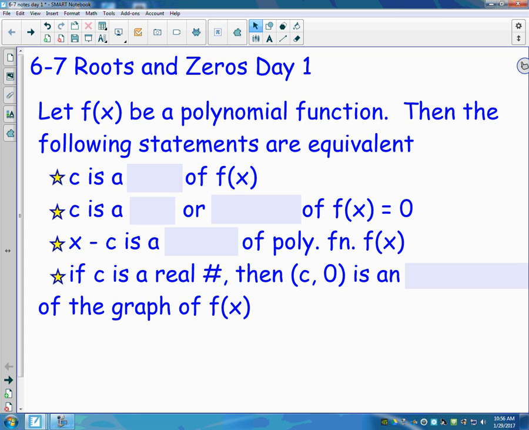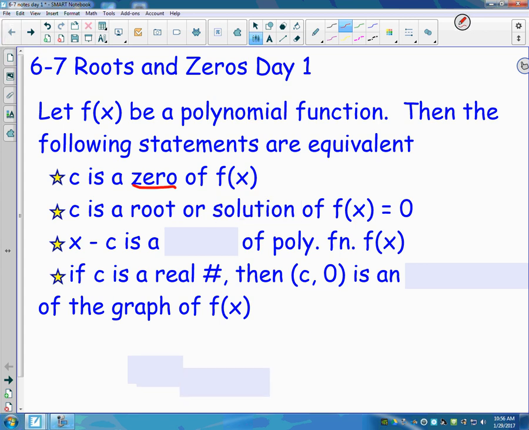They're all equivalent. So if you have some c value, and we can say c is a zero of that function, then c is also a root or a solution of the equation when you set that equal to 0, right? Zeros, roots, solutions. We can also talk about the factors, now that we've been factoring these out. So we can say the quantity x minus c is a factor of the polynomial function, because when you solve it, that's when you get c as an answer.